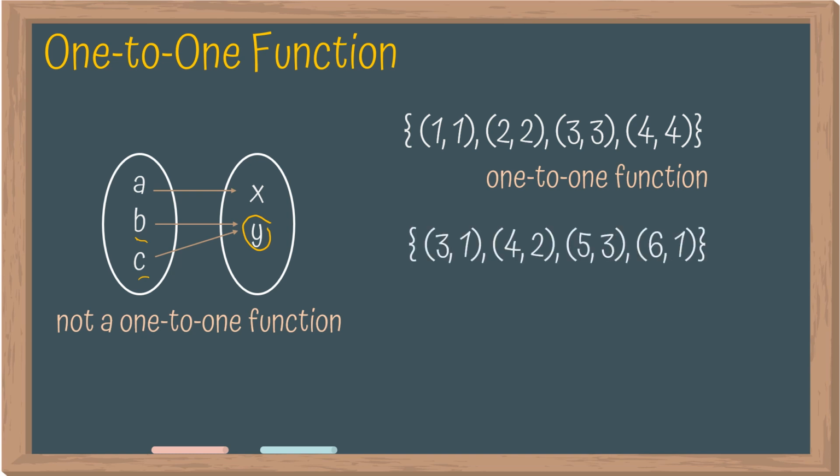Lastly, we have another set of ordered pairs, and we have (3, 1), (4, 2), (5, 3), and (6, 1). Although no element in the domain is repeated, because as we can see, the elements of the domain are 3, 4, 5, and 6, but as we check the elements of the range, we can see that the element 1 in the range was repeated. Therefore, we can say that this is not a one-to-one function.